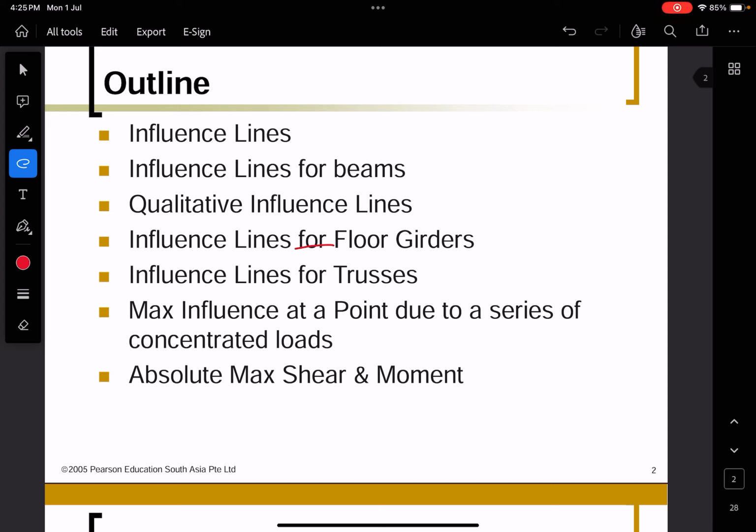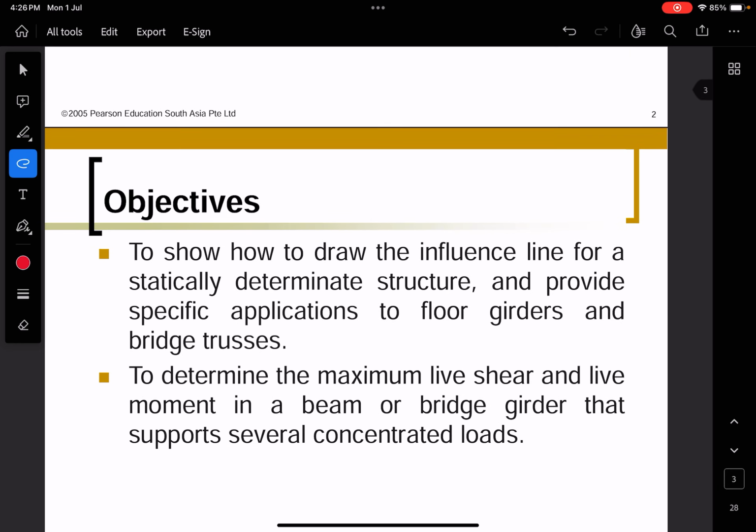Fourth is the influence line for floor girders. Number 5, influence line for trusses. The second last subtopic is the maximum influence at a point due to a series of concentrated loads, and the last one is the absolute maximum shear and moment. And as usual, in each chapter there are certain objectives that you need to achieve, you need to understand.